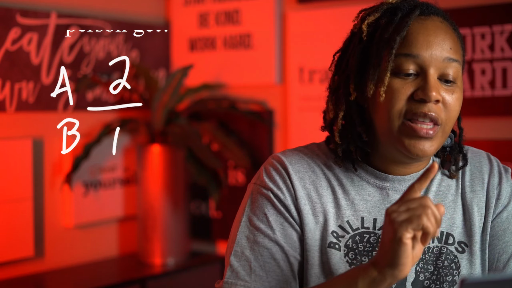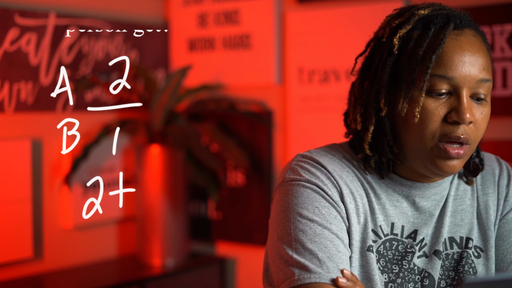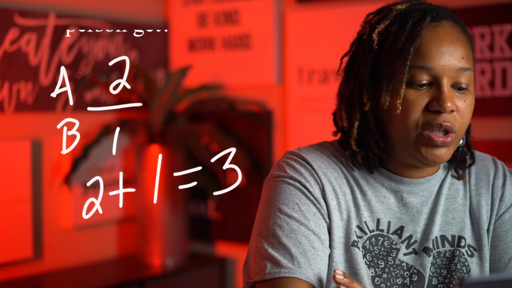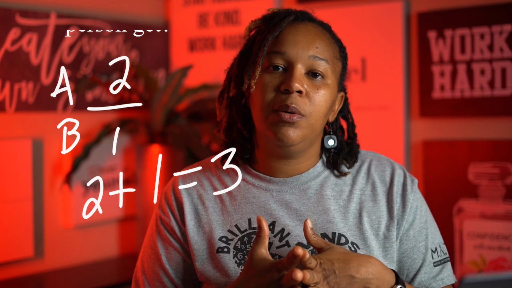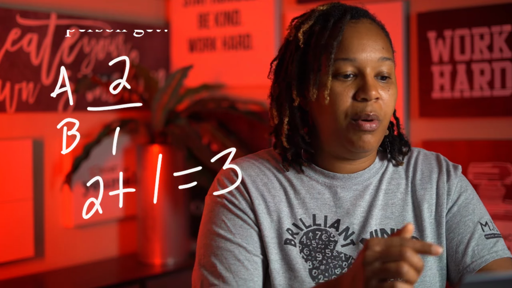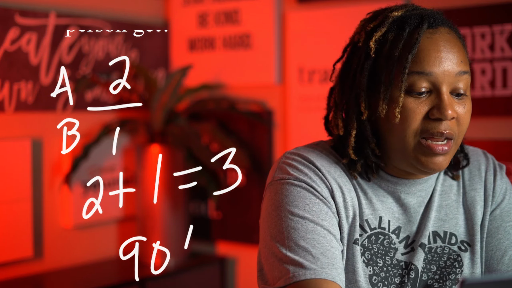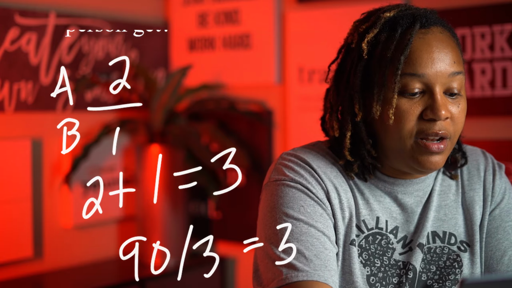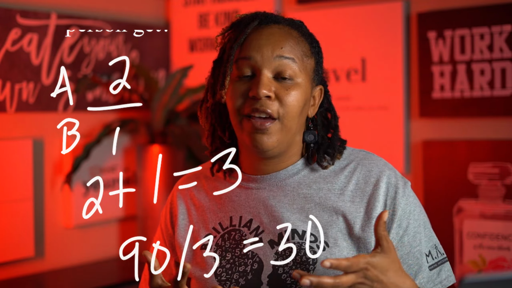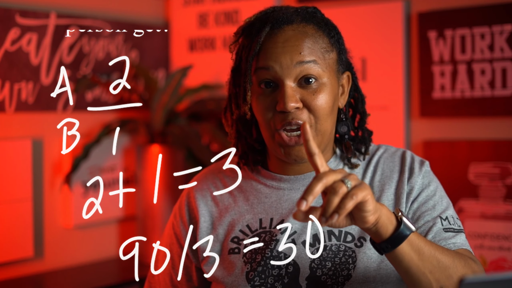For every 2 parts Amy gets, Ben gets 1 part. In this type of problem, a sharing problem, what you want to do is add the parts up. So you add 2 plus 1, which is 3. Then you take the total amount that they win and divide it by the number of parts. They win $90, so you divide 90 by 3, and 90 divided by 3 is 30. That gives you the amount of each part. So each part represents $30.